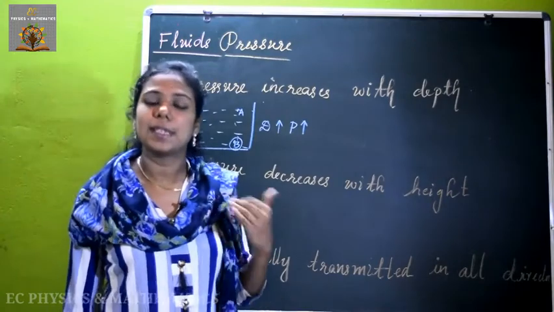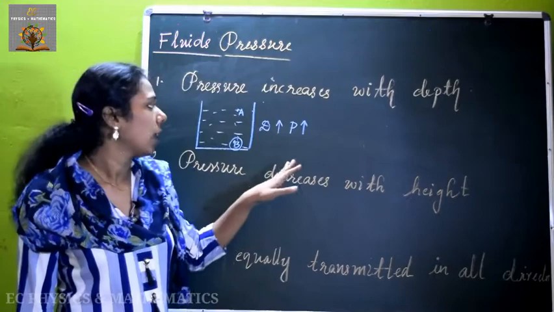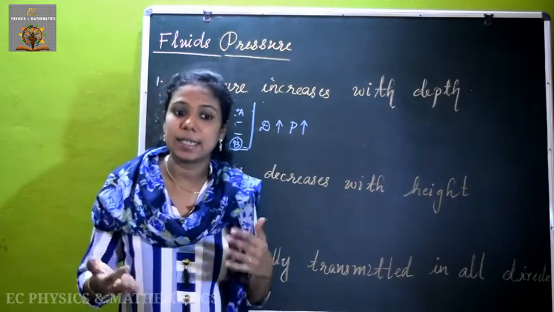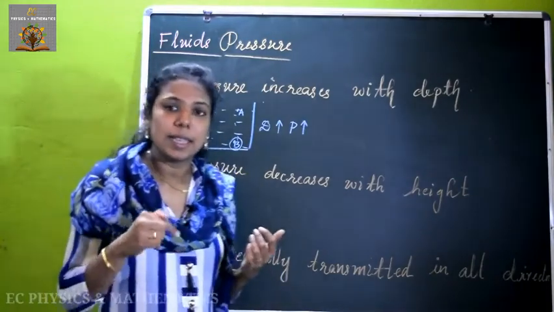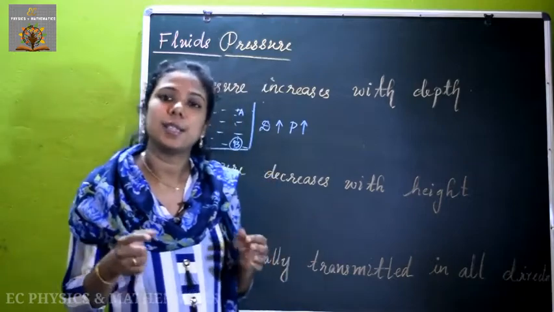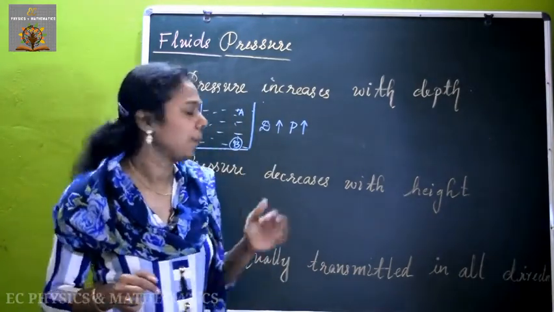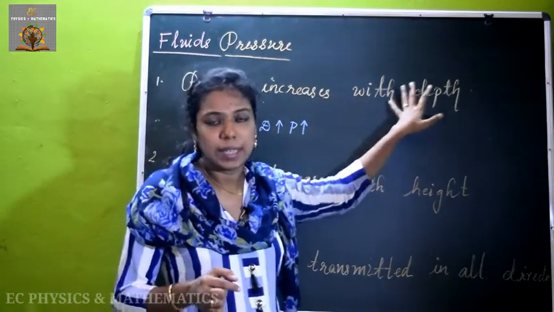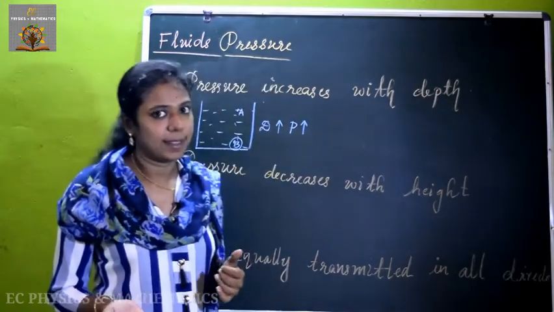We know that the persons working in submarines use some special types of dresses, is it? Why are they using like that? To equalize the pressure inside the body and the water. Inside the body there is blood. Blood is also a fluid. So to equalize the pressure they are using like that. So we can say that pressure increases with depth. Depth increases, the fluid pressure also increases.